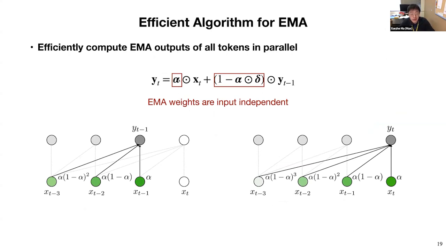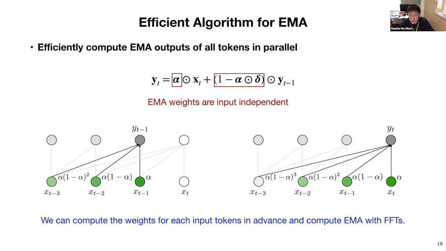This is because our decaying factors alpha and delta are independent of our input. So in this way, we can formulate EMA as a long convolutional format so that we can compute EMA with the fast Fourier transform. And this can be computed in parallel on GPU devices.